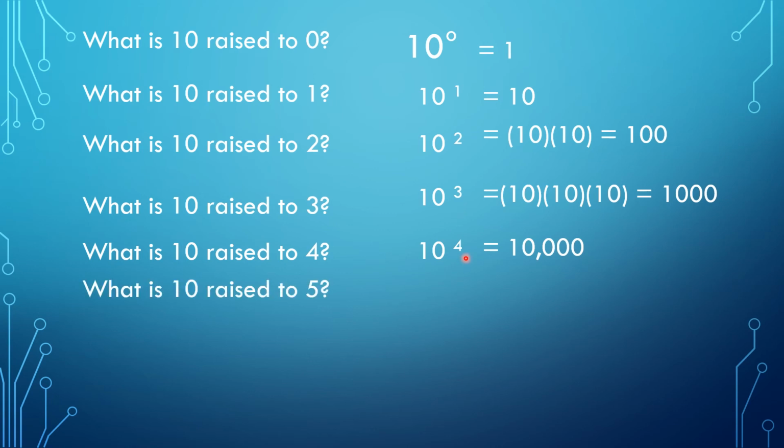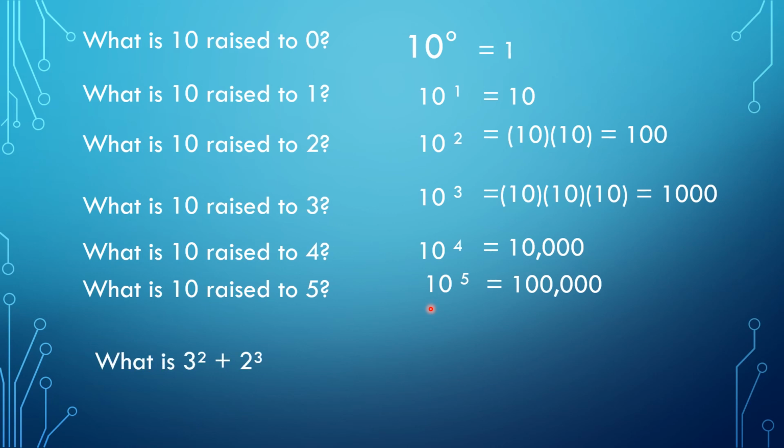Let's say, if I have 10 raised to 5, I'm not going to multiply anymore 10 times 10 times 10 times 10. Instead, I'm just going to write 1 and then 5 zeros. 1, then 1, 2, 3, 4, 5. That is 100,000. Okay? That is if the base is 10 or powers of 10.